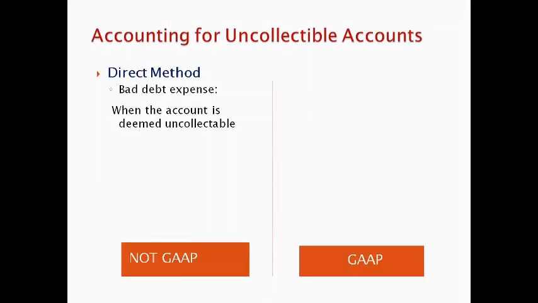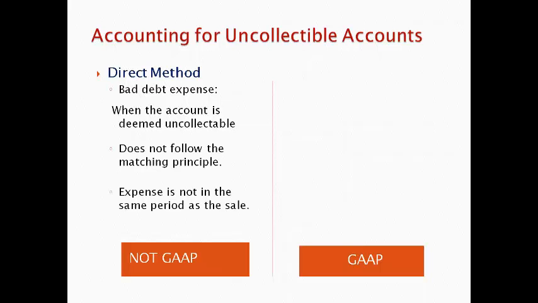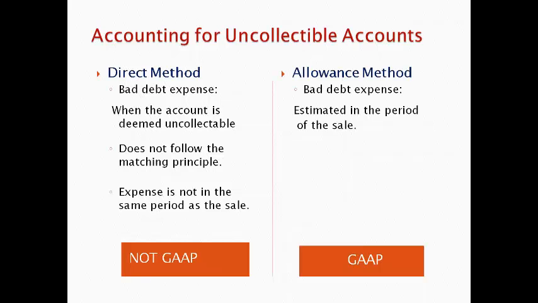There are two ways that are used to account for uncollectible accounts receivable. One follows GAAP and one does not follow GAAP. The direct method records bad debt expense in the period the account is deemed uncollectible for the amount the company knows will not be collected. The direct method does not follow the matching principle because the expense is not reported in the same period as the sale. The allowance method is in accordance with GAAP because the expense is reported in the same period as the sale. The actual amount is not known and it must be estimated. In this class, we will use the allowance method that is in accordance with GAAP.